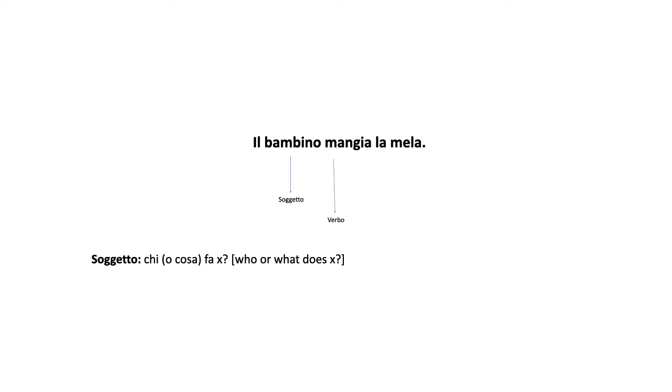Mangia is, of course, our verbo, and now la mela, as we know, is our direct object, or in Italian oggetto diretto. And this is because it is the answer to the question who or what is X, or in Italian chi o cosa è X-ato. Chi o cosa è mangiato? Cosa è mangiato? What is eaten in this sentence? La mela mangiata. It is the apple that is eaten, right? So, la mela è il nostro oggetto diretto. The apple is our direct object. That's the same thing we did last class. I just switched to Italian, right?